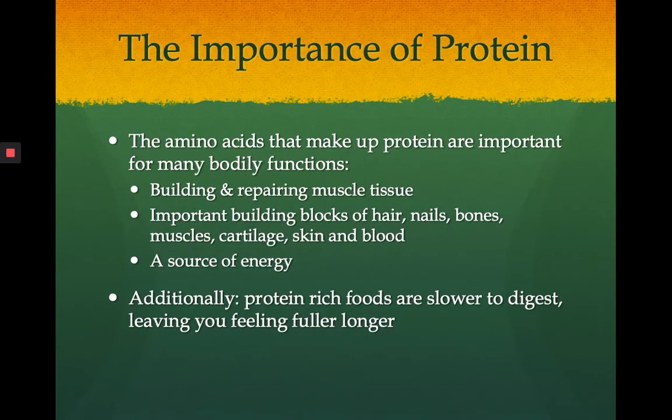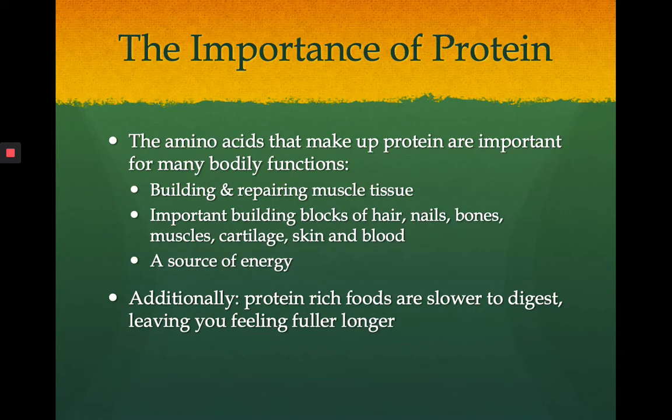Well, the amino acids that make up protein are important for many bodily functions. We need them, firstly, for building and repairing muscle tissue. That's usually one of the first things that people think about when they think about protein: building muscle. You hear people say, oh, I need to get my protein. Well, it's not just for bodybuilders, because all of us have muscle tissue. All of us have a very intricate system of muscles and joints and bones and skin and everything. And all of those things require protein in order to build them, particularly the muscle tissue.